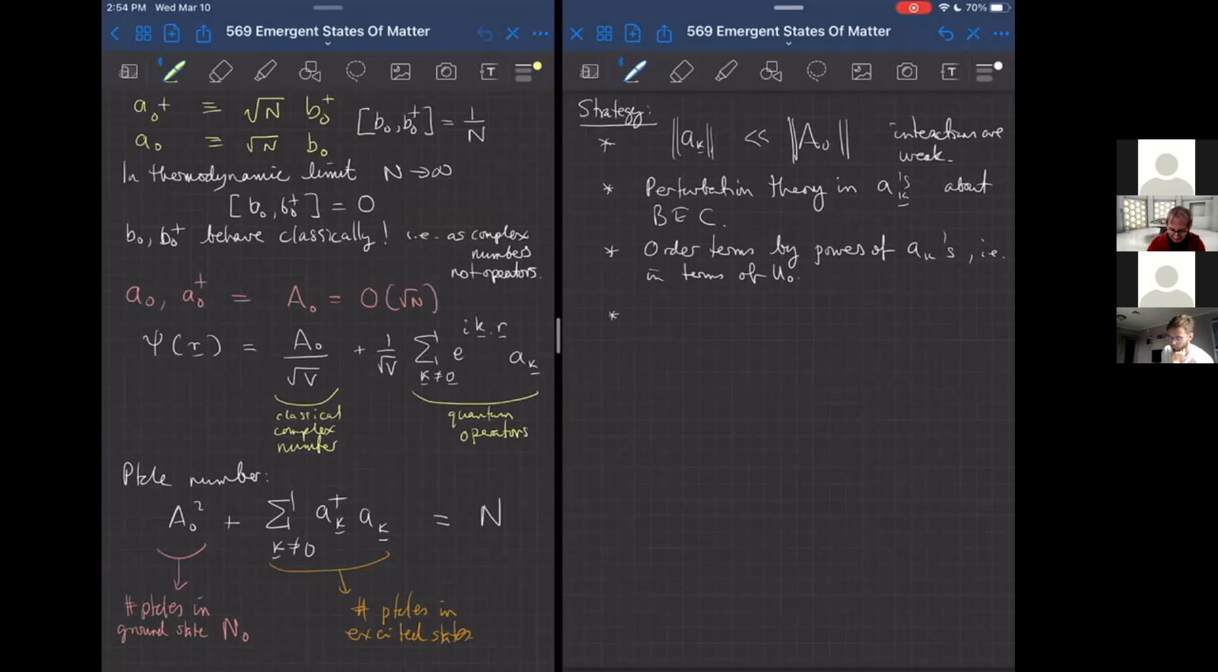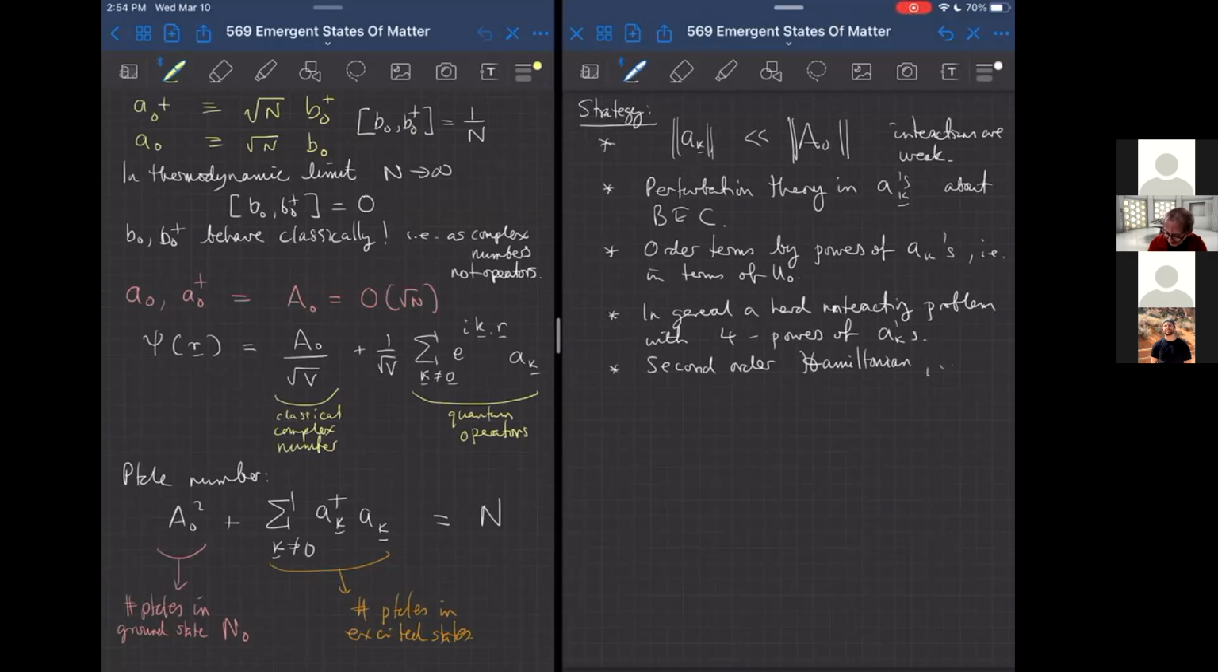So that's the idea. Now, what we want to do is try to see how we can solve this problem exactly. So this is going to give us a hard interacting problem with four powers of annihilation and creation operators. So that's going to be hard. But what we know is that if we have a second order Hamiltonian, i.e. no quartic terms, then we can actually diagonalize that exactly.